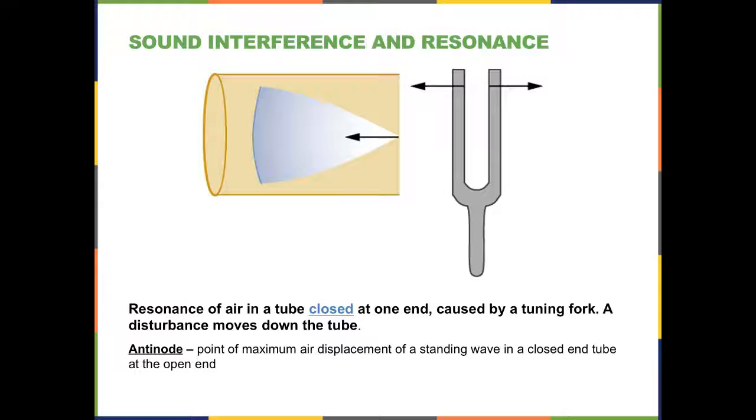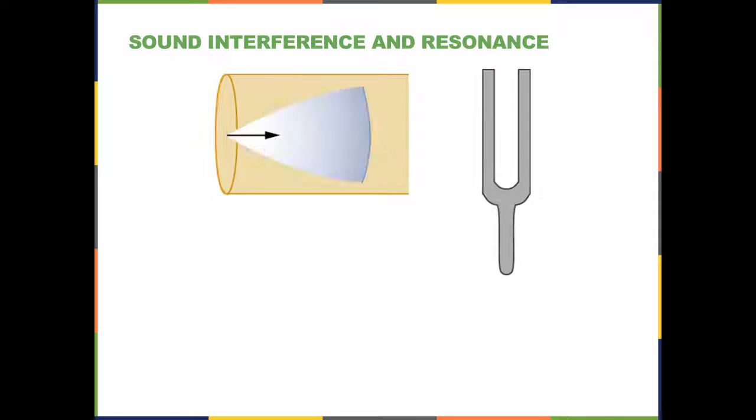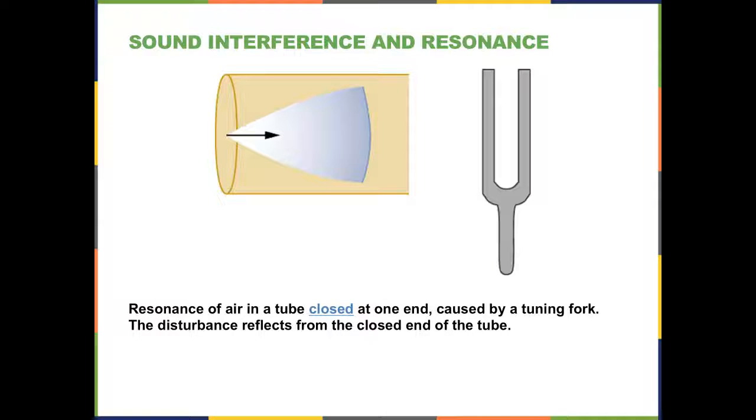Now the point where it enters is called the node because it's the point of smallest displacement, and the point where it reflects off the back is called the antinode. It's the maximum air displacement of the standing wave. Now once it reflects back, it does the same sort of thing. It disturbs the air coming back. The disturbance then is reflected, and you have waves coming in from the tuning fork. At the same time, there are waves returning from the back of the tube because it's a closed tube.